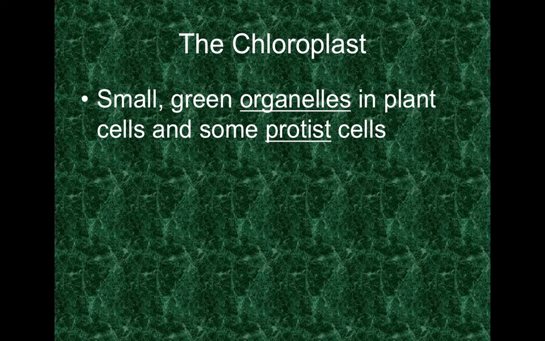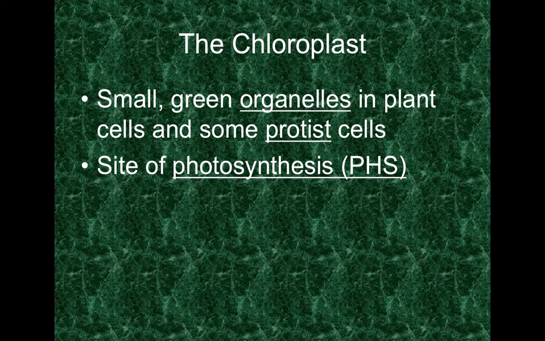Chloroplasts are small green organelles in plant cells and also in some protist cells. This is the actual site of photosynthesis, and you will see throughout my notes I abbreviate photosynthesis PHS, and that's just to help reduce some of the writing. If you wish to use that, you may.